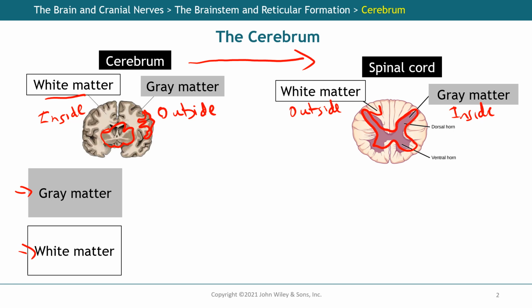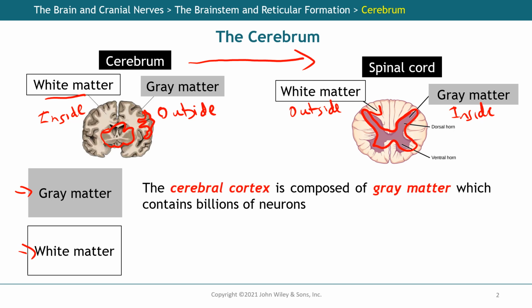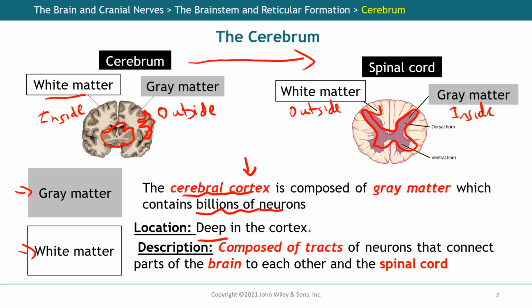So just as a reminder, the gray matter in the brain is located in the cerebral cortex, and you have there billions of neurons. On the other hand, the white matter is located in the deep cortex, inside of the cerebrum, and there you will have a lot of tracts that connect the brain. Each one of the regions of the brain will be connected by those tracts: the cerebellum to the cerebrum, to the brainstem, to the diencephalon, all these structures. And of course, they will connect with the spinal cord.